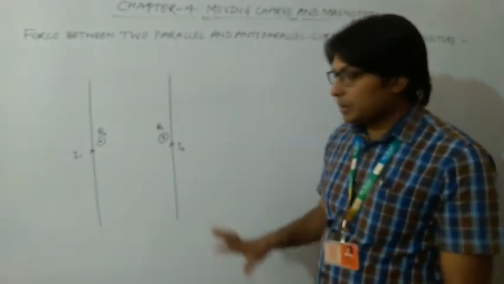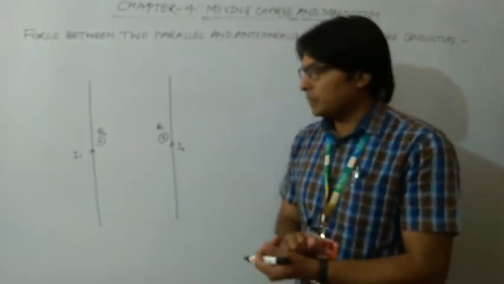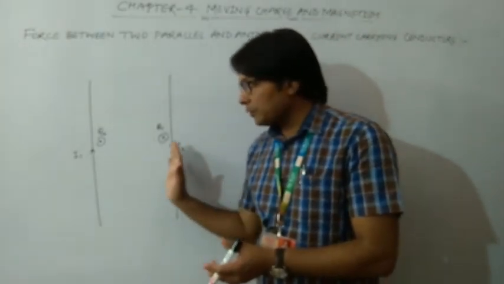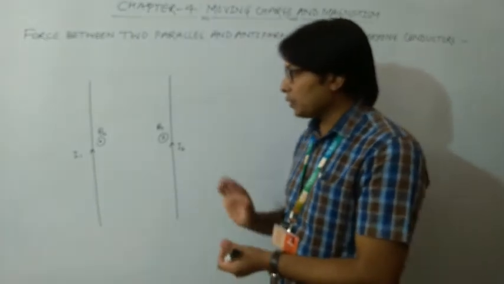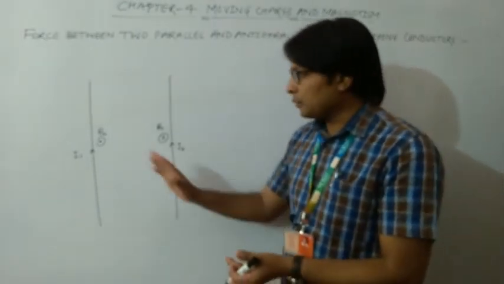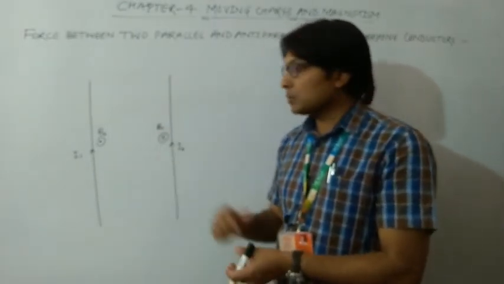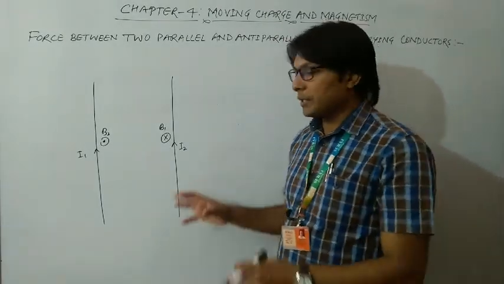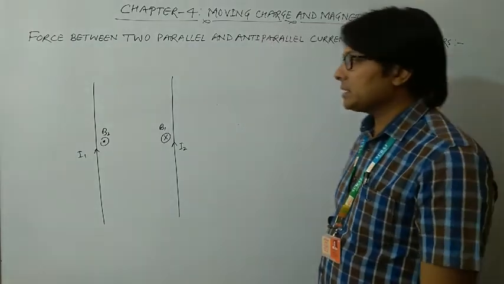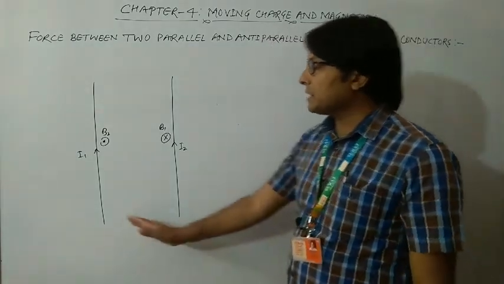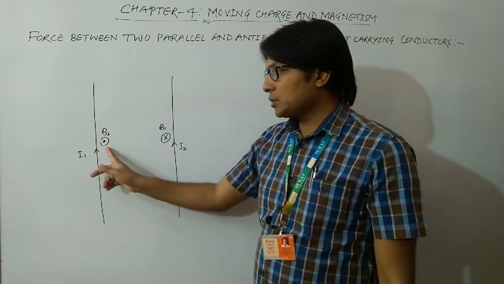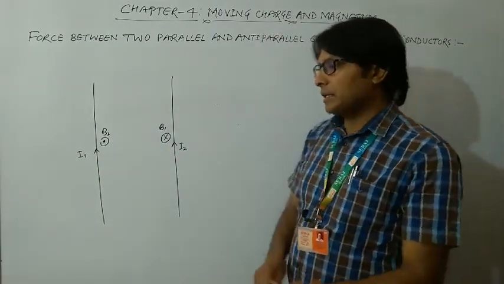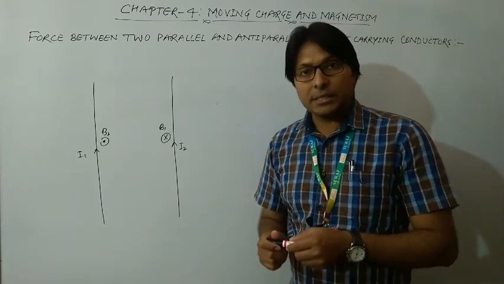I hope you have grasped this concept, because if you don't understand the sign conventions or the direction of the magnetic field, it will become very difficult to understand the direction of the magnetic force. Now we have the direction of current and the direction of magnetic field, so using Fleming's left hand rule we can easily find the direction of the magnetic force.